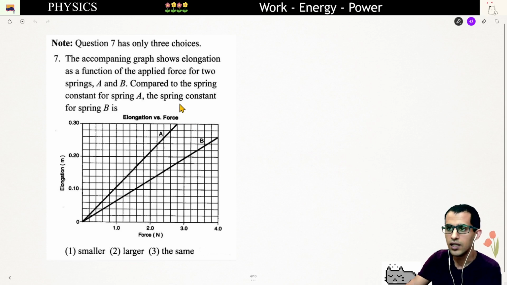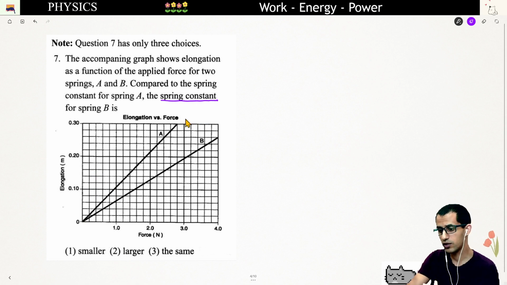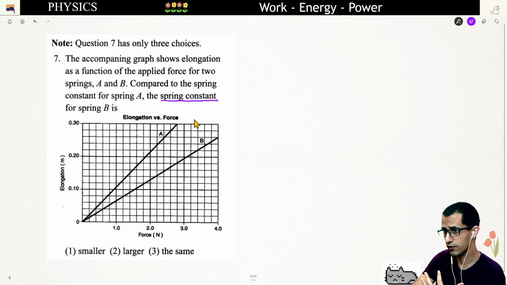Next question. The accompanying graph shows elongation as a function of the applied force for 2 springs, A and B. A is the one with the steeper slope. Compared to the spring constant for spring A, the spring constant for spring B is... So here the axes are very important. Sometimes you will see this graph with force on the y-axis and elongation on the x-axis. In this case, it's swapped. So let's say the spring constant tells us how stretchy or stiff the spring is. If we have a large value for the spring constant, it means it's very difficult to stretch that spring.